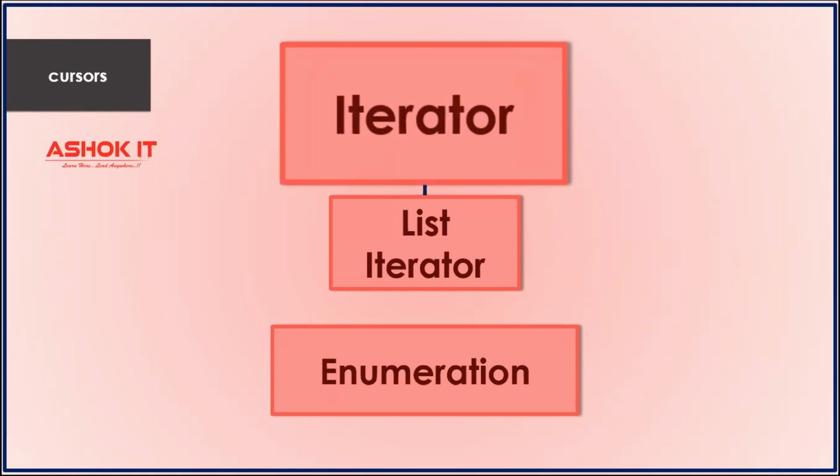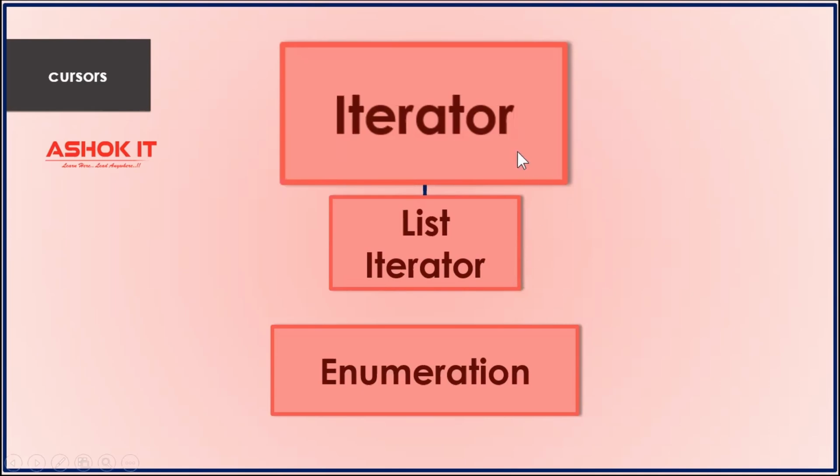List iterator is used to traverse in the same way as iterator, but there is a slight difference. Iterator can move only in one direction, that is, only in the forward manner. We can remove or traverse only in the forward direction, whereas list iterator can traverse in both ways, forward or backward.